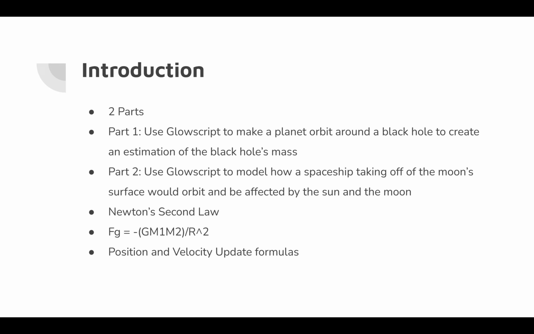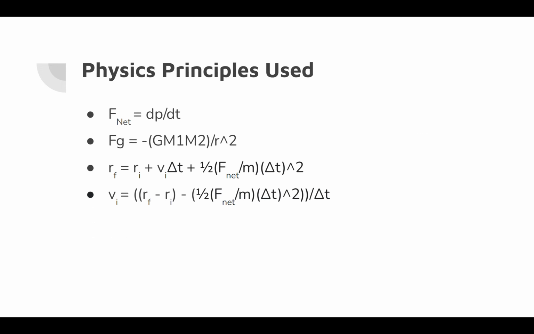So we used Newton's second law, the momentum principle, and the gravitational force of gravity, and then also position and velocity update formulas and net force. This also used Fnet equals dp/dt, the rate of change of momentum over time, and we used this in both the parallel and perpendicular directions. And like I said, force of gravity is negative G m1 m2 divided by r squared, and then our position and velocity update functions.